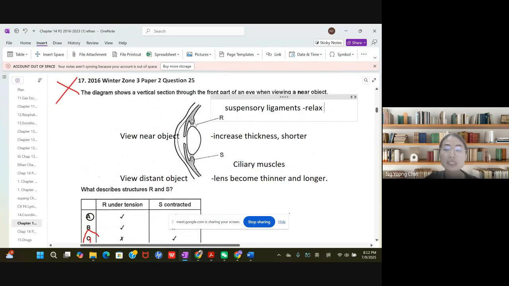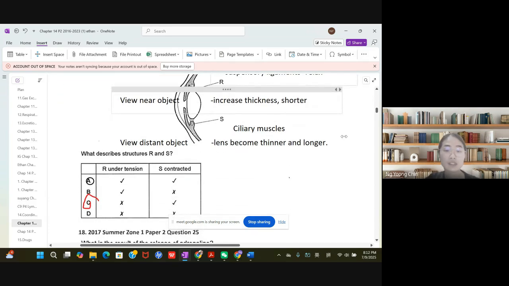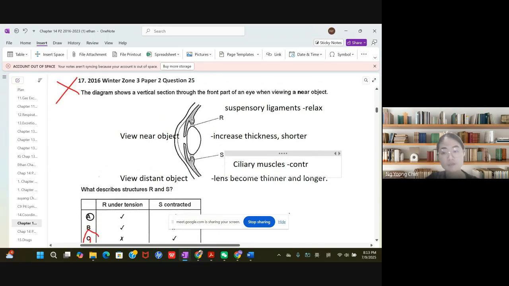So whenever the suspensory ligament relaxes, how about the ciliary muscle? The ciliary muscle will do it the opposite way, which is they will contract. They are always working in this way: when the ciliary muscle contracts, the suspensory ligament will relax. That means they hold looser on the lens, so the lens is able to bounce back and increase its thickness.